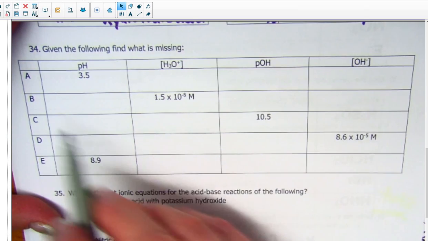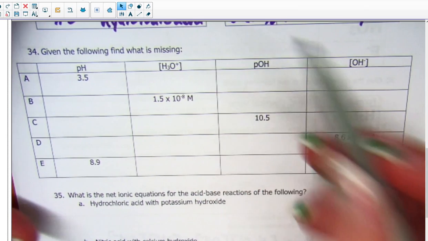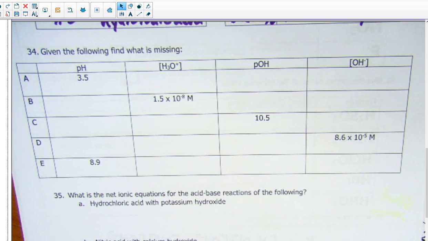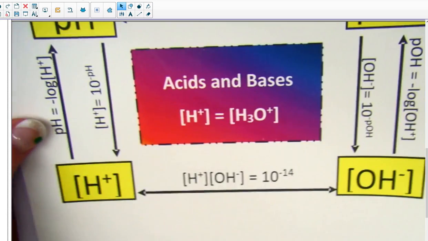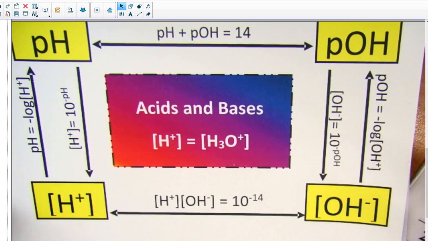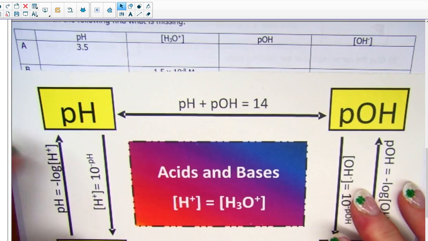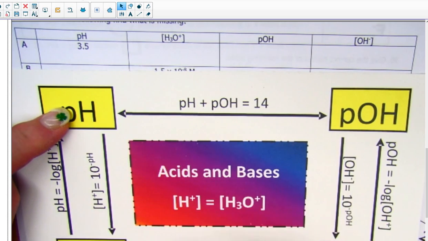Okay, so here we're doing find out what's missing. Remember that we've got our pH chart that we can use. Sorry, I ran to go get one real quick for you. Remember this lovely chart right here if you don't have one on you. This helps you to know where to go. So I've been given pH on this first one, which is right here. I've got to get to all the other 4 corners.